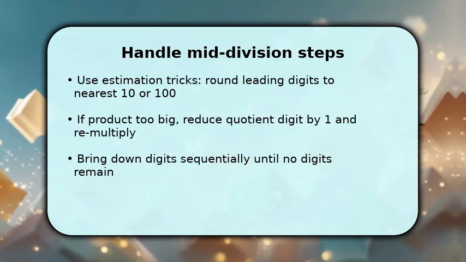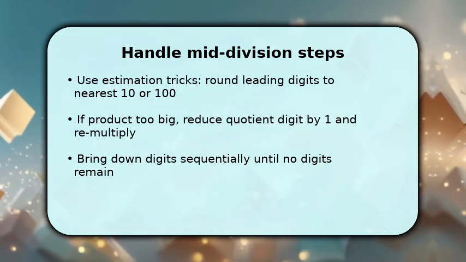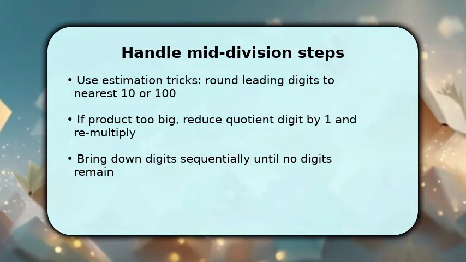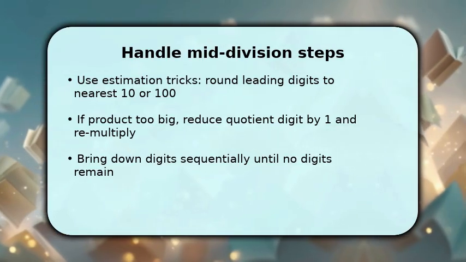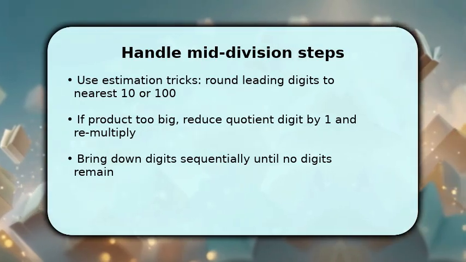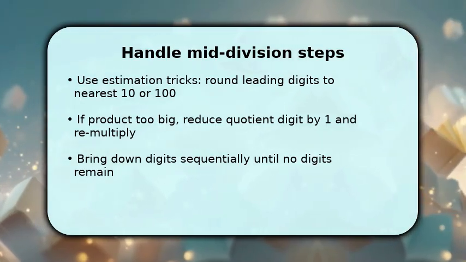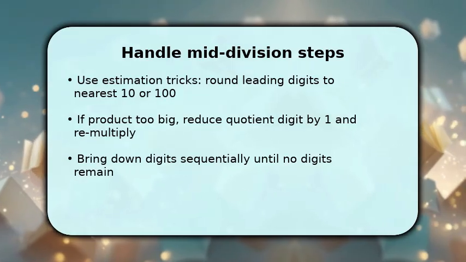Multiply the divisor by that digit and compare to the partial dividend. If the product is larger, reduce the digit by 1 and remultiply. This saves time over guessing. Once the subtraction yields a remainder, bring down the next digit and repeat. Make sure to align place values.